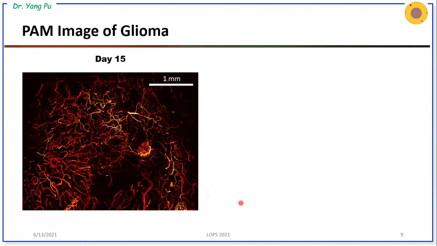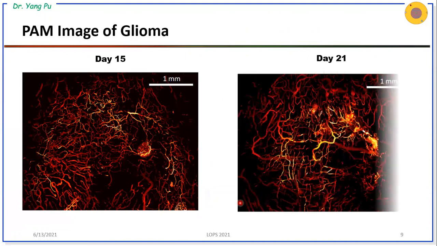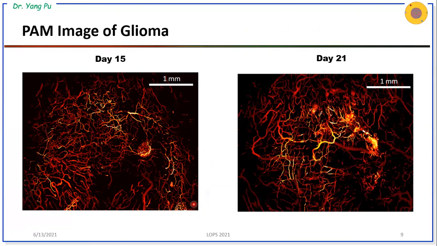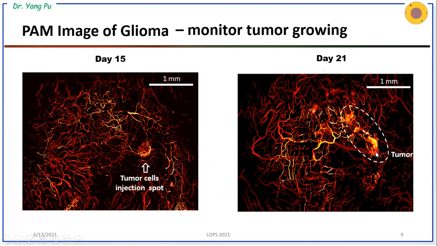OR-PAM can also be used to monitor tumor growth. These two images are taken at different time points. Clearly, the tumor at week 3 is much larger than the tumor in week 2. We can also see the tumor expanded here. Besides the size difference, there is a big blood vessel here feeding the tumor. The PA signal on day 21 is much stronger than day 15. So we can say the PAM system visualizes the growth of glioma in vivo.